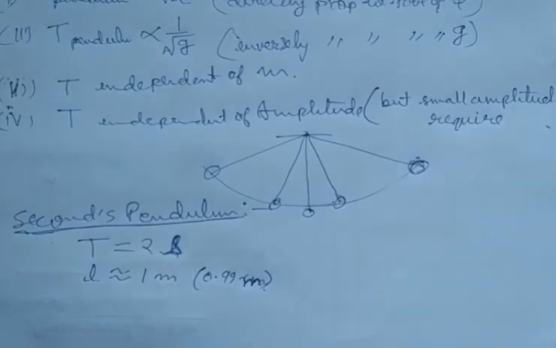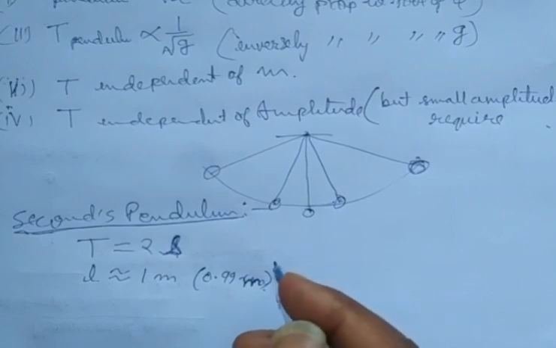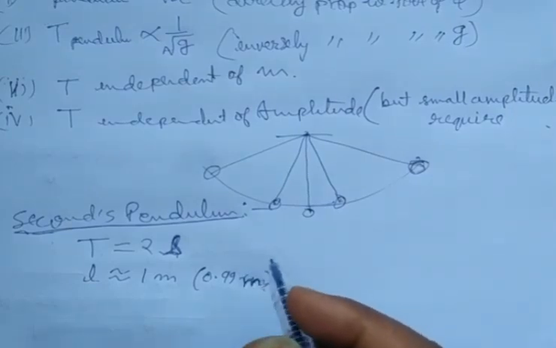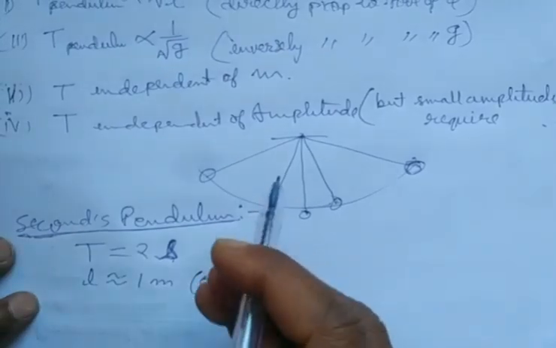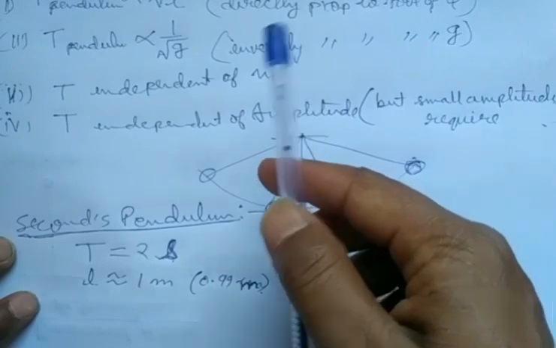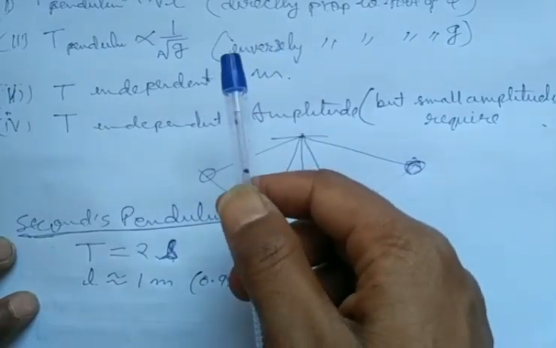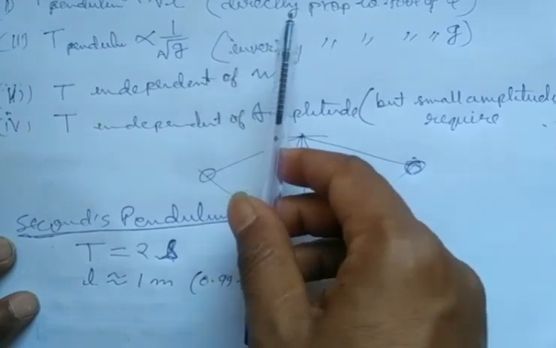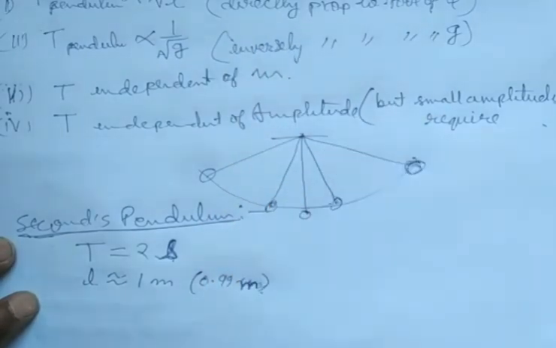Why is it used? Actually, earlier it was used in pendulum clocks because it has a fixed 2 second time period. Then we calibrate it and set our clocks to 1 second. I mean, it has a 2 second time period, and we make some mechanical arrangement so that the arm of the clock will go 1 second after each oscillation.